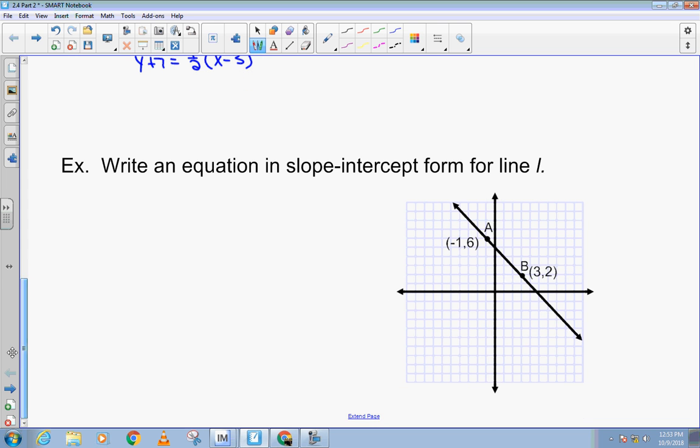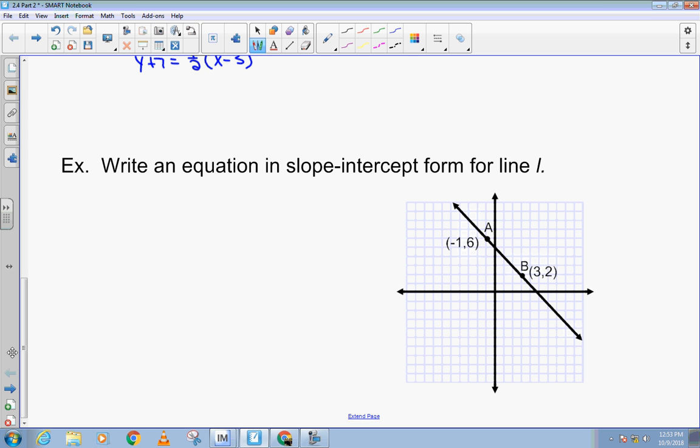Alright. Now, this next one asks us to write an equation in slope-intercept form for the line. You can do this by looking at the graph, which you can do sometimes, but not always. Or you can use the points. We're talking about how to do it both ways. You get the same answer either way, but you need to know how to do it both ways.